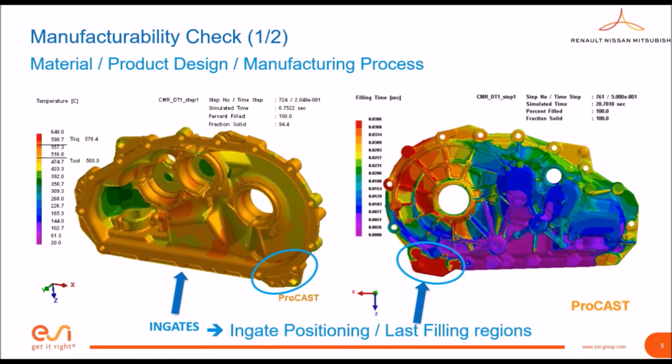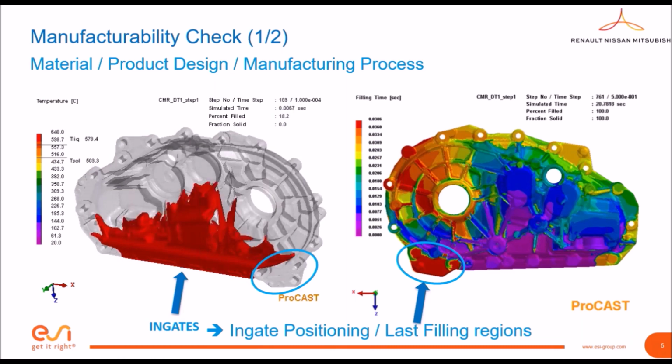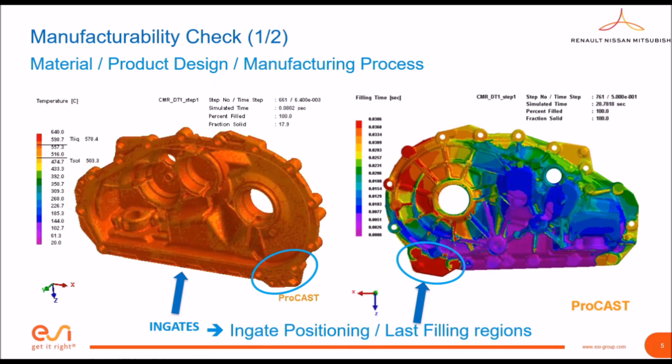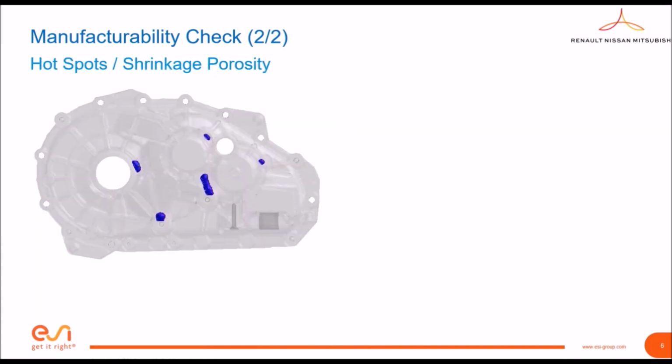So basically, the takeaway is we are able to understand the ingate positioning and the last filling regions from such an analysis quite quickly. It's almost a few minutes to make this one. So the second part of this is we allow it to solidify, which is to predict the hotspots and the shrinkage porosity. And over here, of course, because we don't have the die, there are no die temperatures taken into account. There is no real cooling system taken into account either. So there will be mass shrinkage, what you will notice in such a simulation.